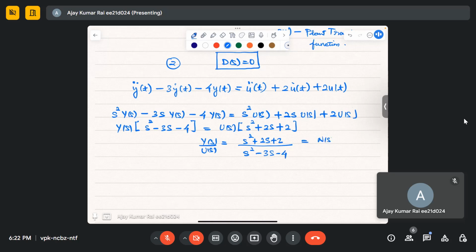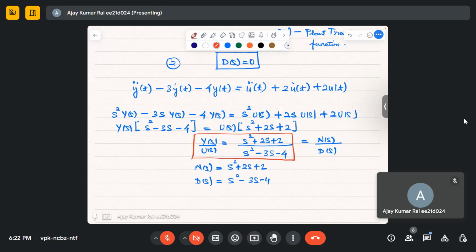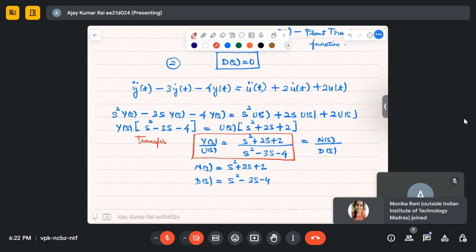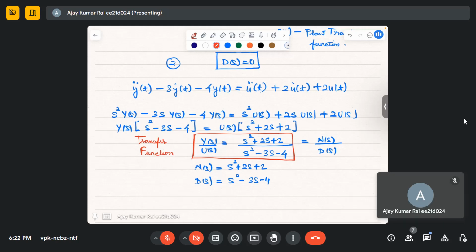That's what I was discussing. So numerator by denominator, right? Here N(s) is s squared plus 2s plus 2, and D(s) is equal to s squared minus 3s minus 4. So this is your transfer function.